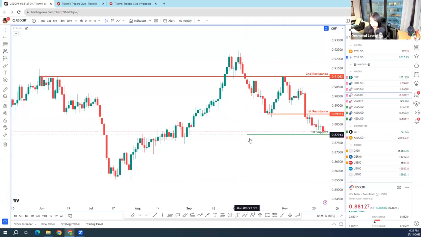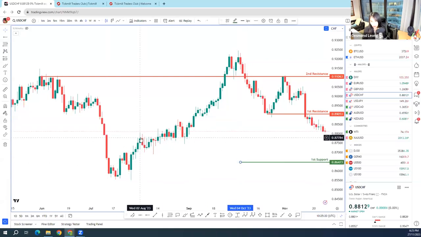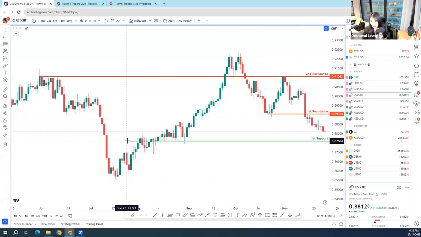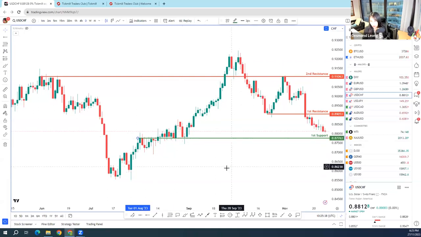Okay, so removing the first support line. If you put your cursor over here, you can see this will be a good point where many of the wicks will be touching the line, and we call this a multi-swing. So it means that the price has touched this price point many times, is testing the price over here, and it bounces up. So this is how we typically look for support and resistance lines.